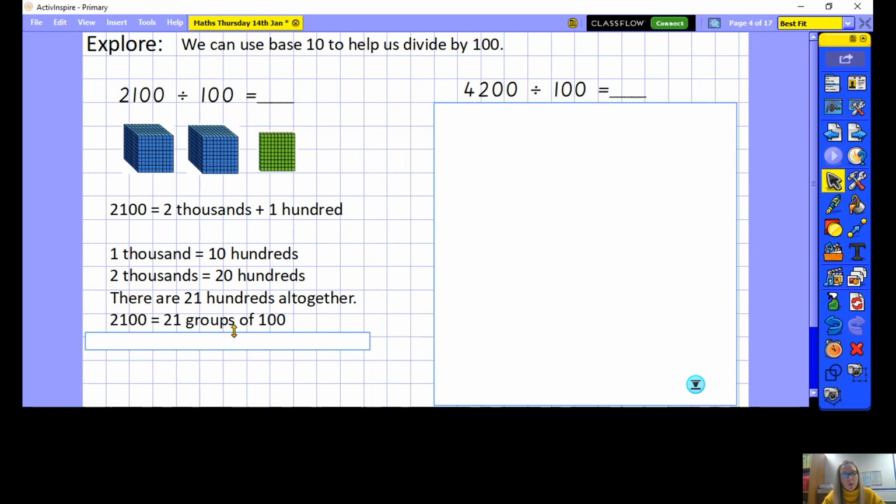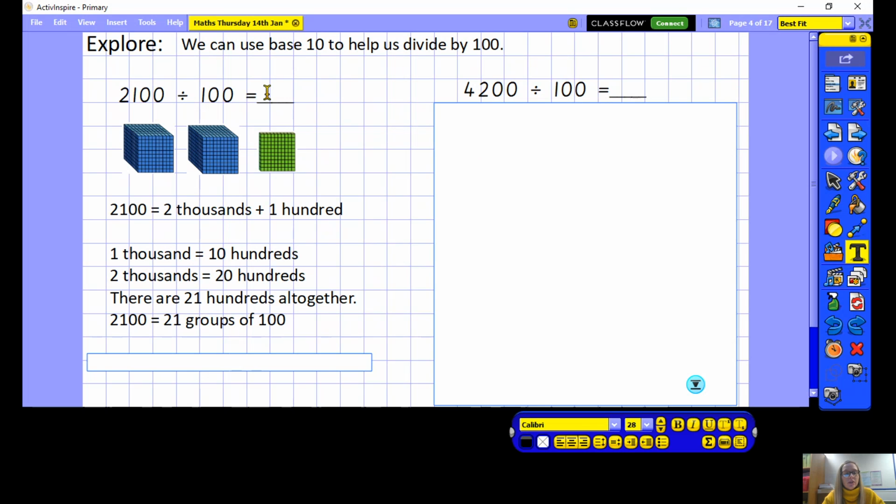So 2,100 is equal to 21 groups of 100. So that means that 2,100 divided by 100, the answer is 21. There are 21 groups of 100 in 2,100.